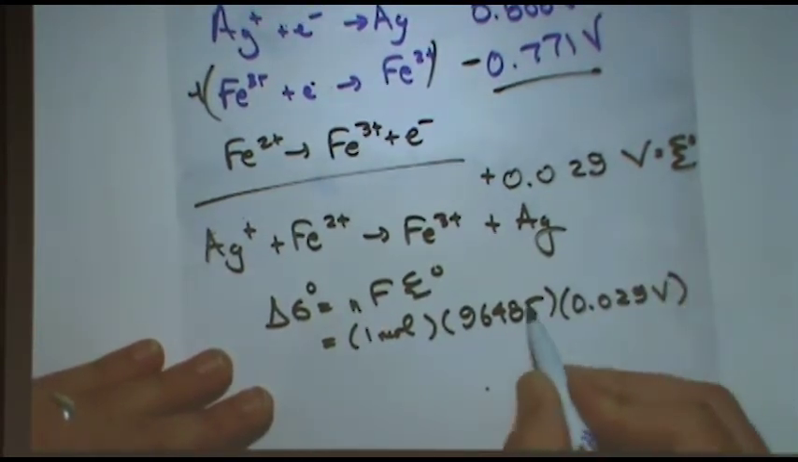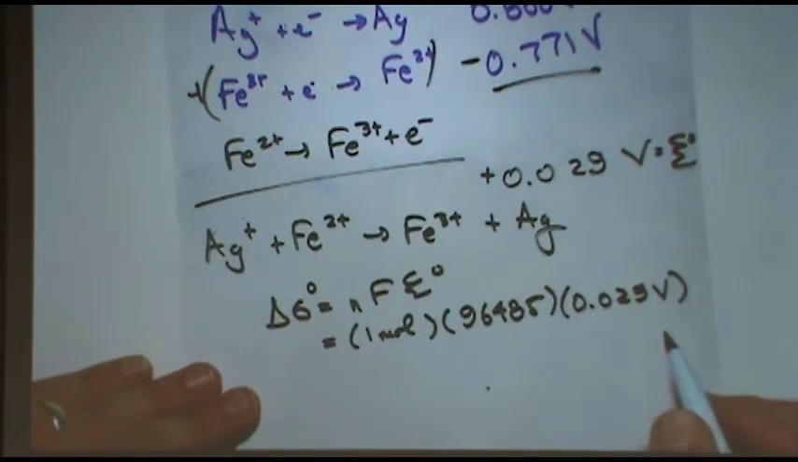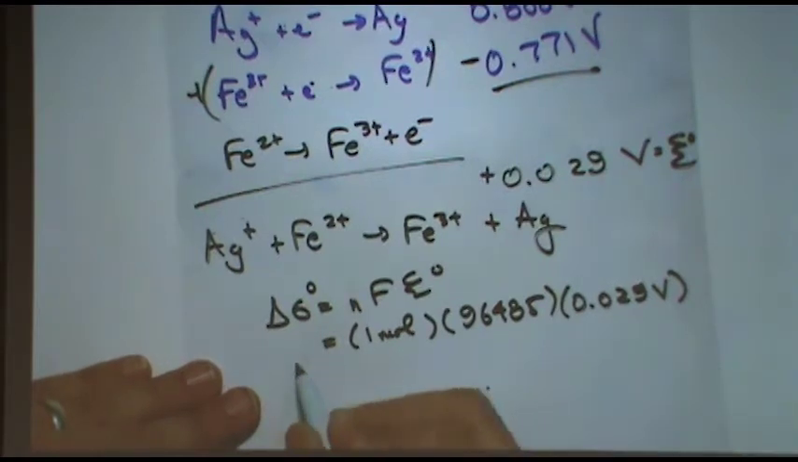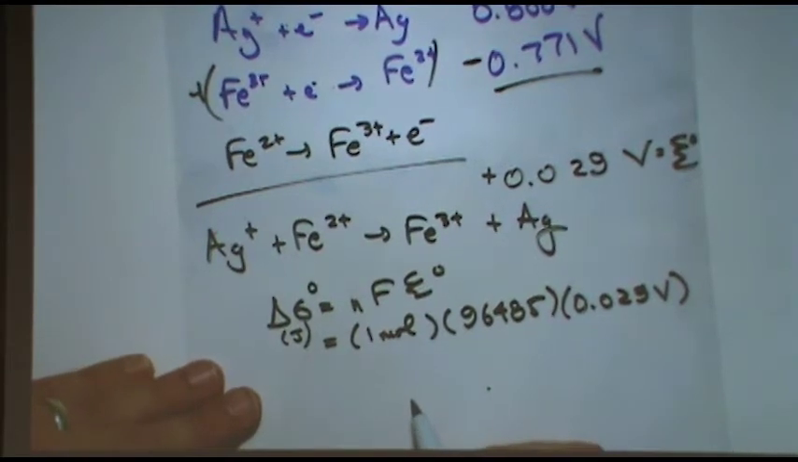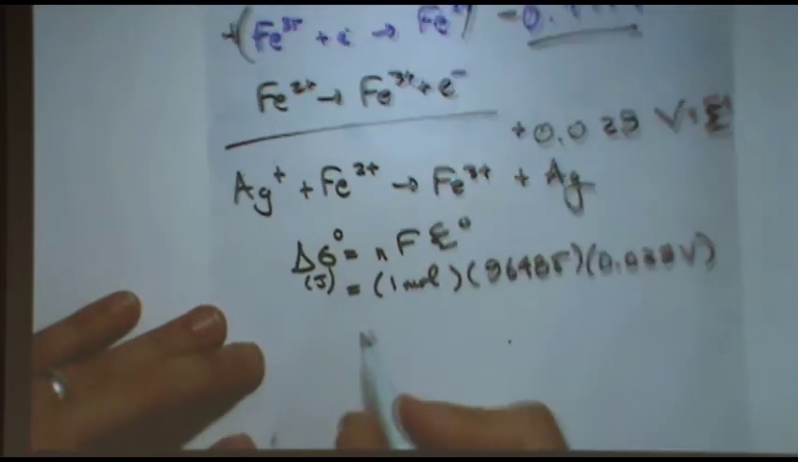0.029 volts. What's a coulomb? This will be a coulomb times a volt. What unit? Okay, you're going to get joules. This is in joules, remember. All right, so you can calculate that out. I just made it up, so I don't have an answer for that. But that's how you find delta G.